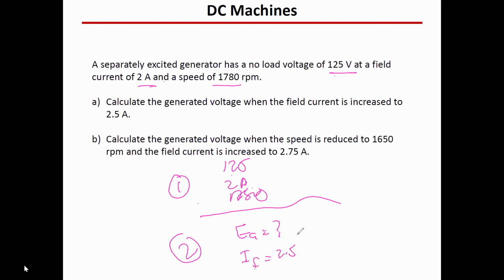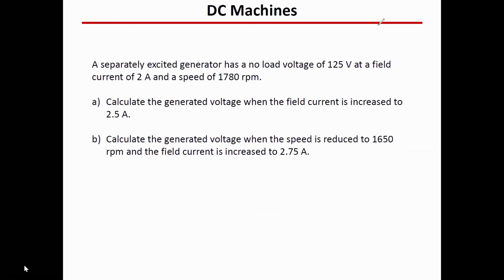You remember the discussion in the previous slide? So here you are increasing the field current. So yes, it's different, not the same. And just find EA. Again, it's the ratio. And again here, for example, the speed is different. It's now 165 and the field current is 275. Find again what's the voltage. So nothing new here.